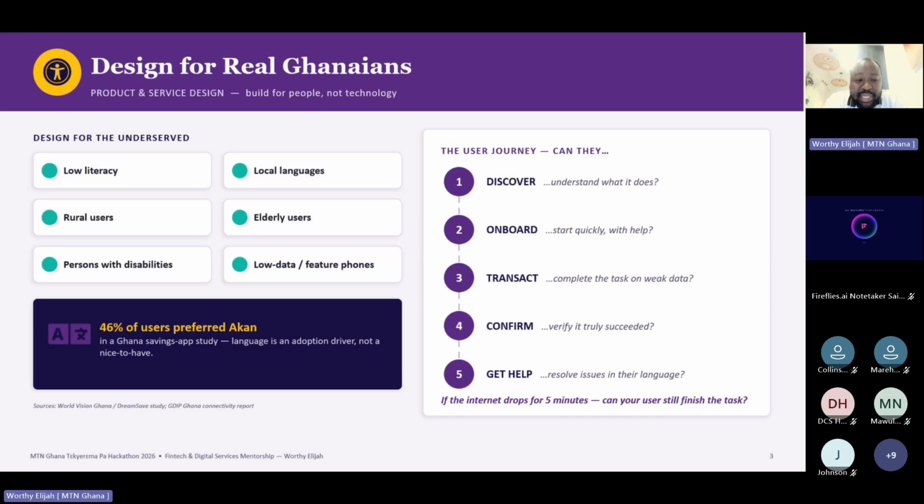Now, when you take Ghana, for instance, a study was done by one app, and they realized that 46% of users prefer Twi. This was a study done by a savings app where they were trying to find which language would get them easier adoption. So for you to get your user journey right when building a product for the people, you have to discover, I've written it there, understand what you want your technology to do.